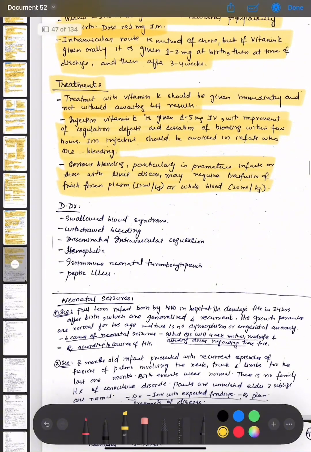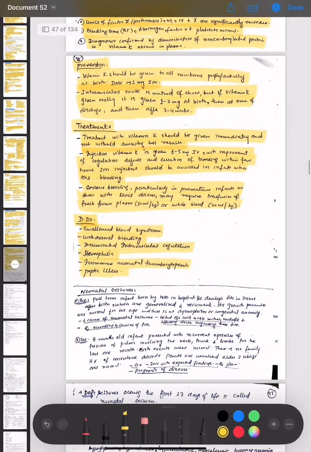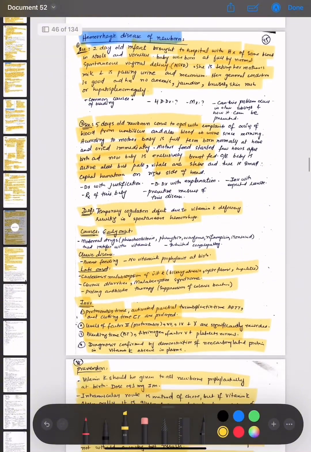The differential diagnosis of the hemorrhagic disease of the newborn are swallowed blood syndrome, withdrawal bleeding, disseminated intravascular coagulation, hemophilia, isoimmune neonatal thrombocytopenia, and peptic ulcer. These are the most common differential diagnosis of the hemorrhagic disease of the newborn.